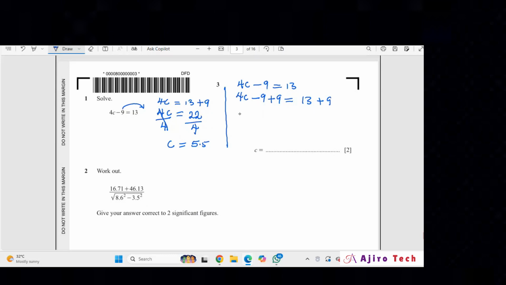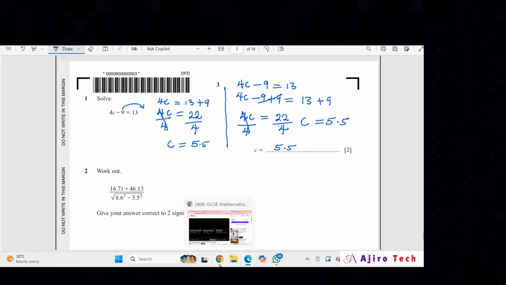So what we are going to have in this case, this will go out. We are going to have 4c, which is equal to 13 plus 9, which is 22. So you divide both sides by the coefficient of c, which is 4. This one will cancel this. So our c here will give us 5.5. Do we understand the two methods I've given you? Any method you use here will give you the correct answer. Any question, please?